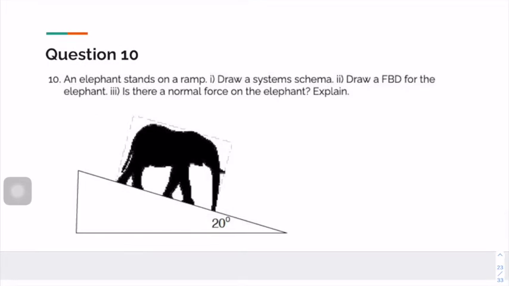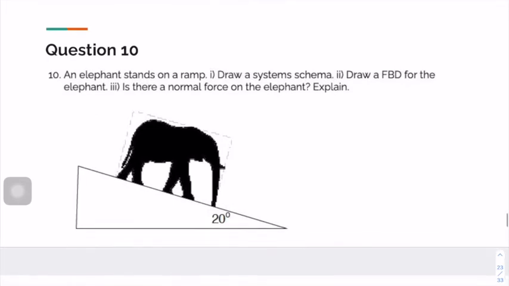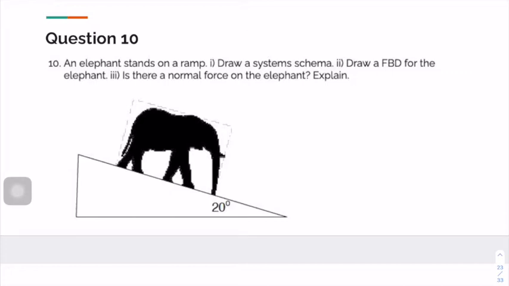Finally, question 10. Okay, elephant stands on a ramp, system schema. So we've got the same ramp issue. So we've got elephant, I'm going to do EL, we've got earth, and I'm going to do earth and ramp in the same bubble. So we know that we've got weight or gravity, and then we've got normal force because they're touching each other. So free body diagram.